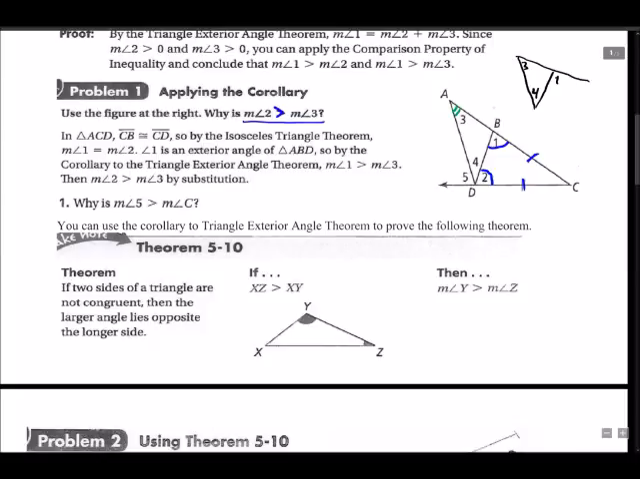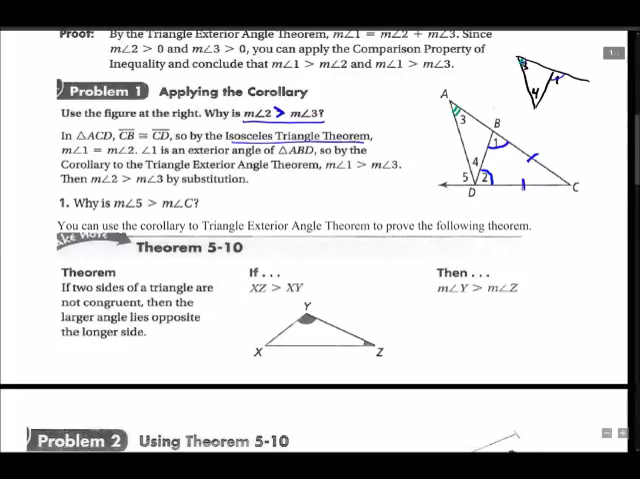What is angle 1? Angle 1 is our exterior angle. And what is angle 3? Angle 3 is a remote interior angle. And the comparison property of inequalities says that angle 1 has to be bigger than angle 3 and 4. So that's our corollary to the exterior angle theorem: your exterior angle has to be bigger than your two remote interior angles. So let's look at our proof here.